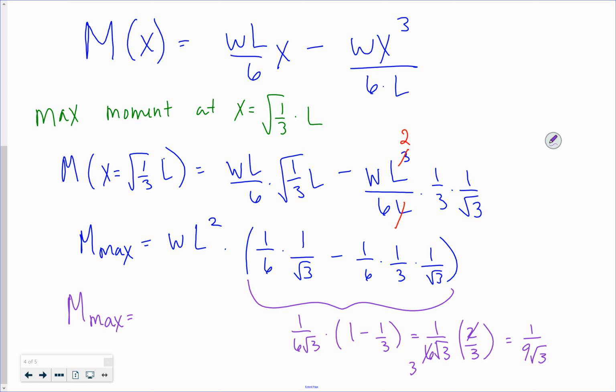Next is WL squared over 9 square root 3.